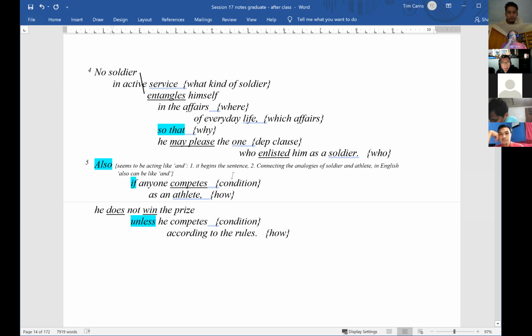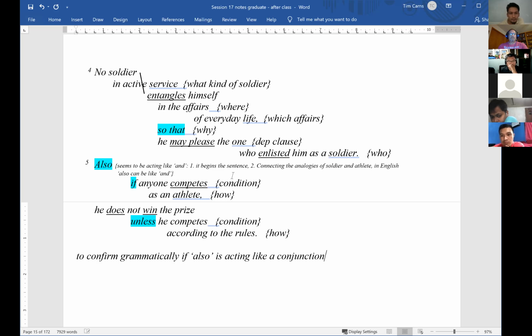There is one more thing we can do grammatically that can help us know. And that is to confirm grammatically if "also" is acting like a conjunction here. We can do two things. One, look at other translations. And again, the New King James Version had "and." The ESV had nothing. And the NIV actually had "rather."